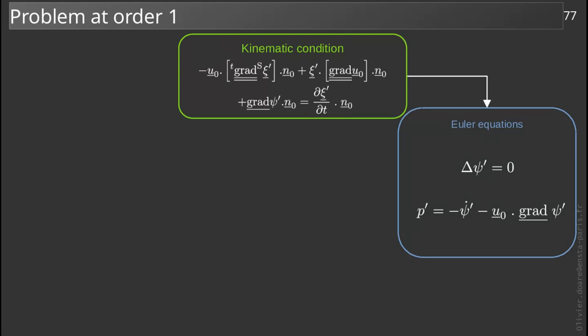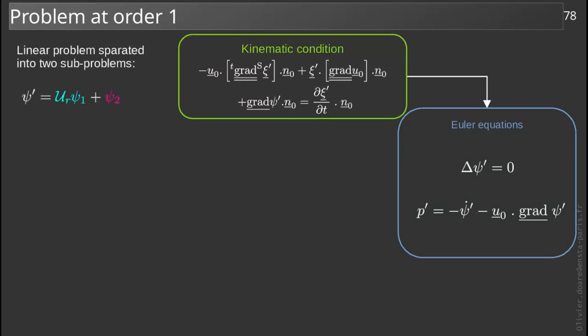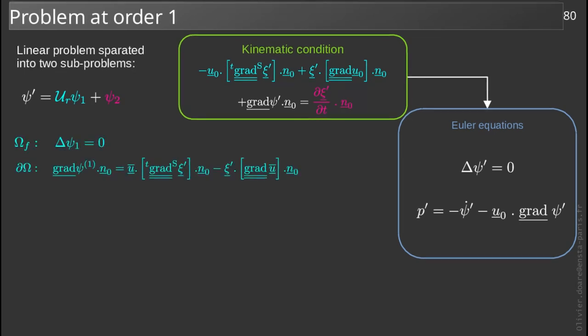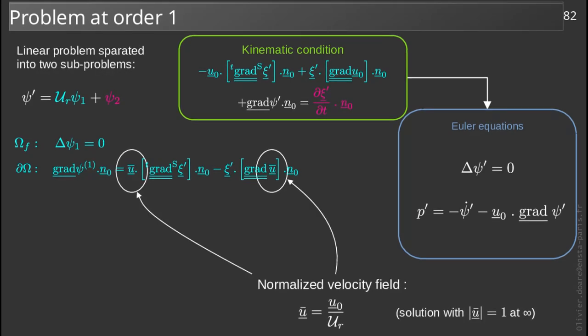To solve this linear problem, we will represent the solution psi prime as the sum of two fields. One is written psi 1, the other psi 2. Each one obeys the Laplace problem with the boundary condition split in two. The first field satisfies this boundary condition in which the velocity u naught has been divided by UR. U0 over UR gives a fictitious velocity field U bar, which corresponds to a unitary velocity field at infinity.